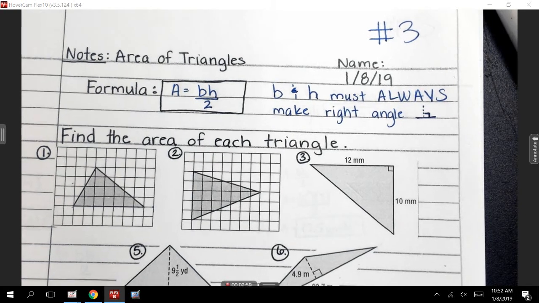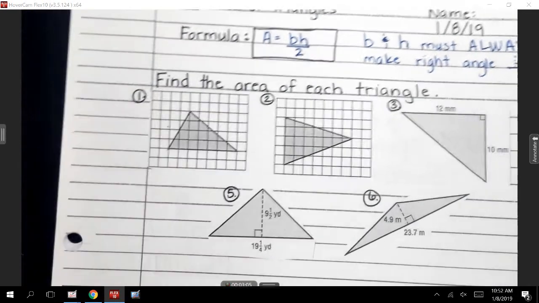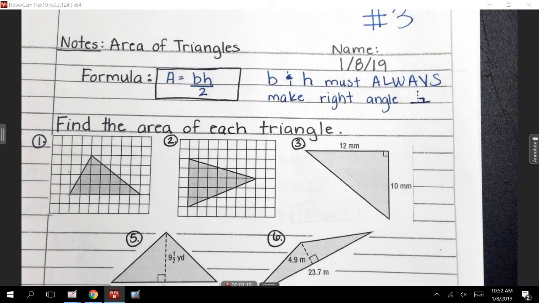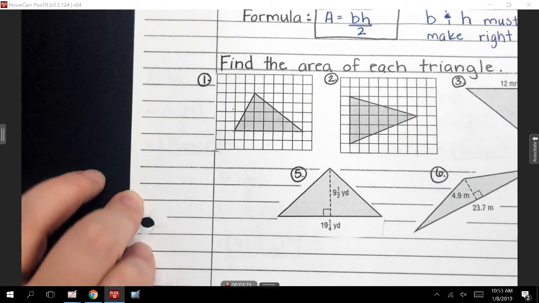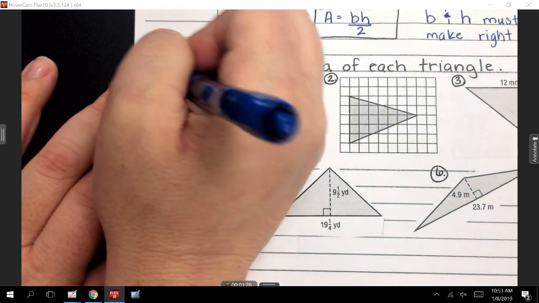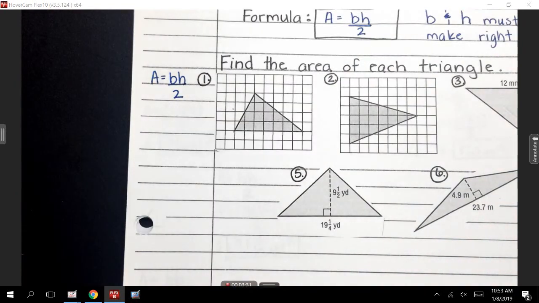So guys, we're gonna do a couple of problems. I think we're gonna do 3 of these, and then we're gonna spend a lot of time with the algebra today. Okay? So we're gonna find the area. Oh, sorry, some of y'all are still writing. All right, we're gonna find the area of each triangle. We're gonna start with number 1. Remember, the first thing that we have to do is write our formula. So we're going to write A equals BH divided by 2. A equals BH divided by 2. Got to write that formula.